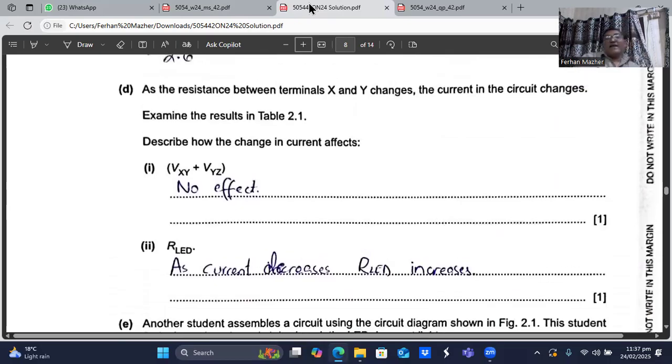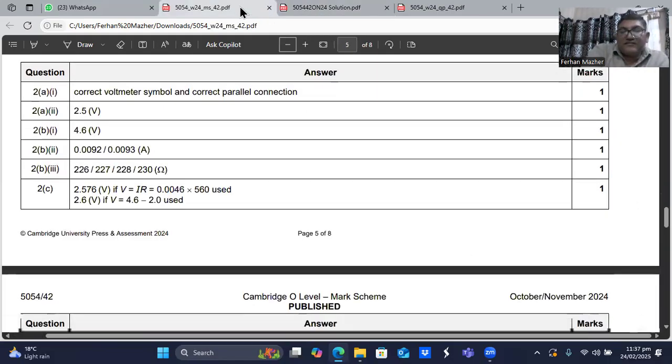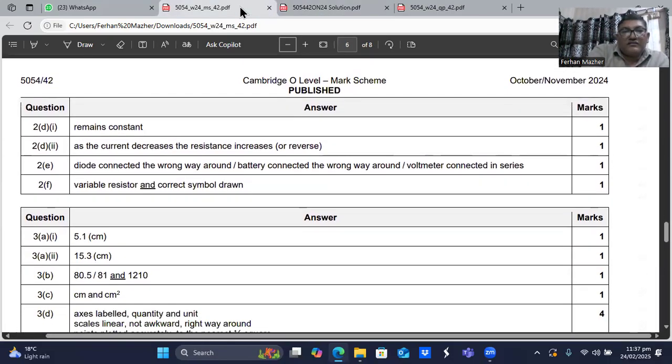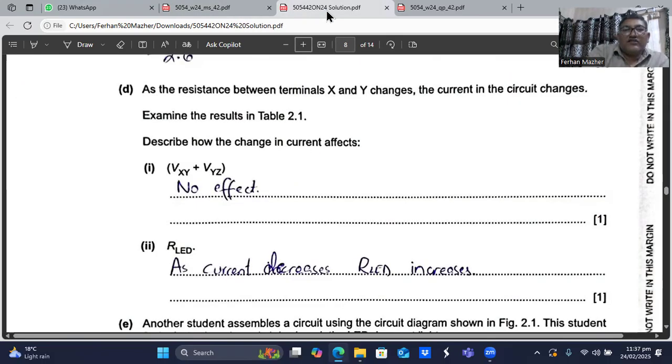So from the table, I can show you that as the current is being changed, the value of Vxy plus Vyz, the total voltage drop, is not changing. The total voltage drop is always equal to the voltage of the battery. Because the voltage of the battery is whatever it is, that is not affected, so there is no effect. Okay, so let me check the answer. That remains constant.